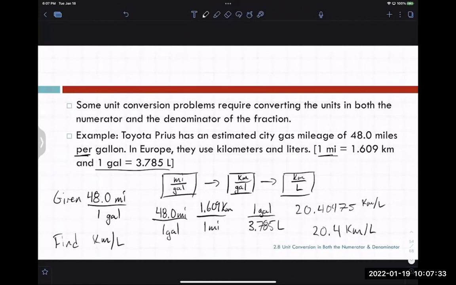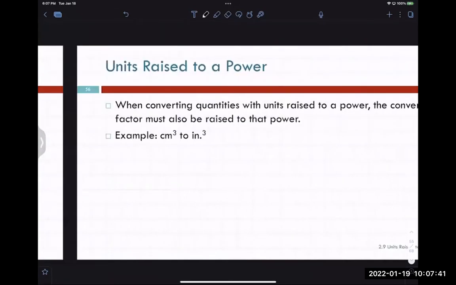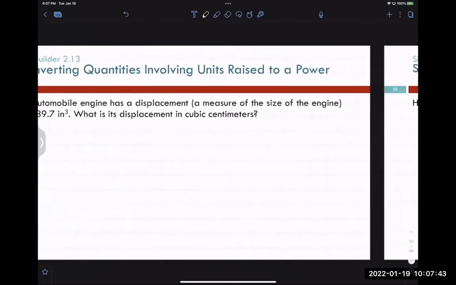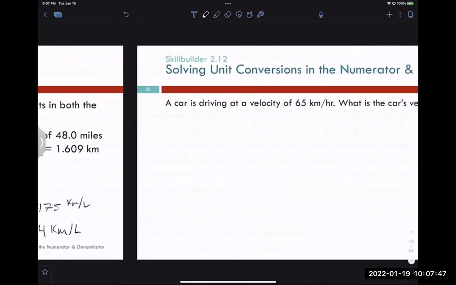I read that wrong. There's 14 more slides. All right. So what else do we have to do here? Okay. We can talk about density in lab.